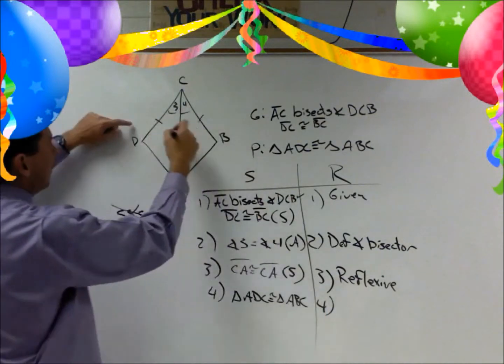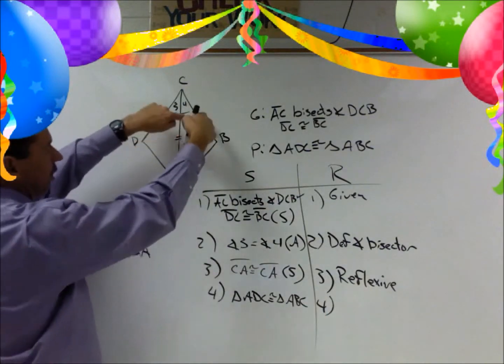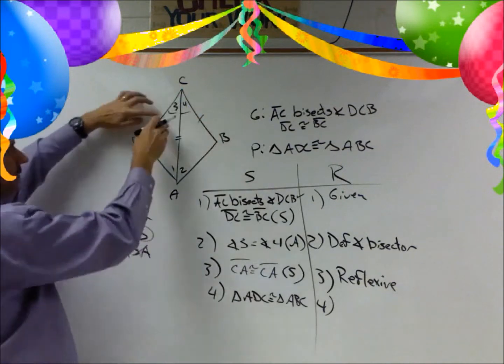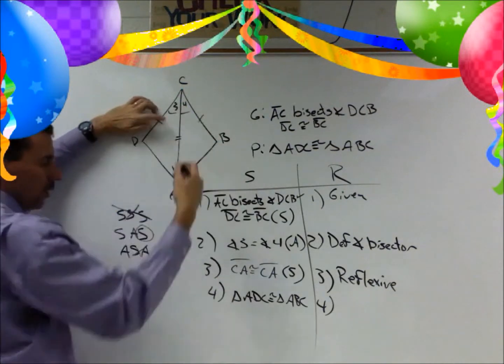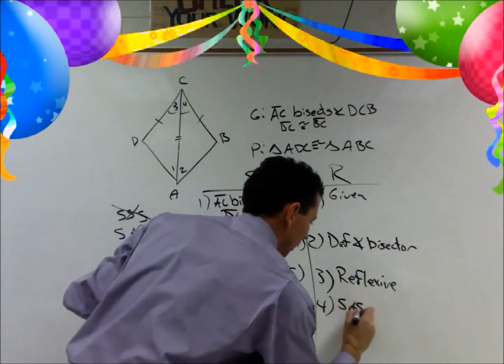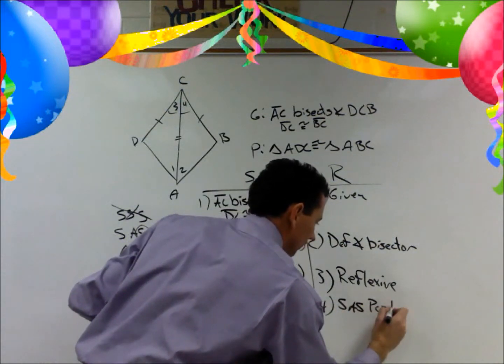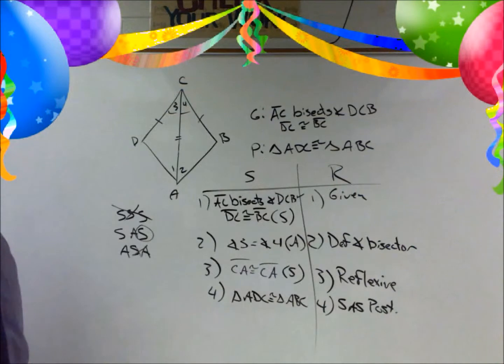Again, side, angle, side. I got the same thing over here. Side. It's got to be the same. Like if you get done with one triangle and the other and they don't match up, they're not done. SAS postulate. They're all postulates. Thank you.